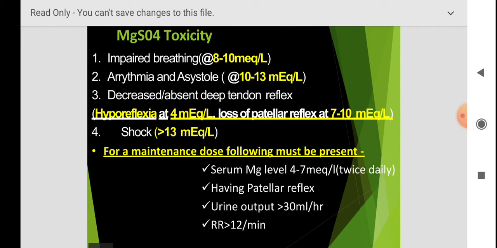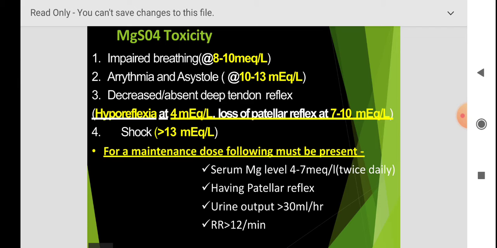How is magnesium sulfate toxicity indicated? By impaired breathing. At which level does it occur? When the magnesium in the body is 8 to 10 milliequivalents per liter. Arrhythmia and asystole occur at levels of 10 to 13. Decreased or absent deep tendon reflex occurs at levels of less than 4 milliequivalents per liter. And she goes into shock if it is more than 30 milliequivalents.